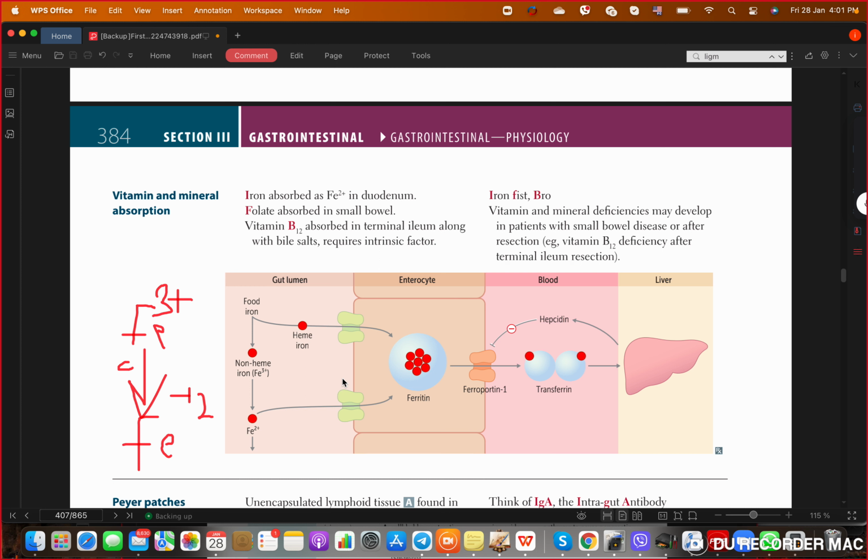So you need vitamin C to be able to reabsorb the iron, correct? Okay. So they write here iron is absorbed as Fe plus 2 in the duodenum. So iron is reabsorbed in the duodenum.